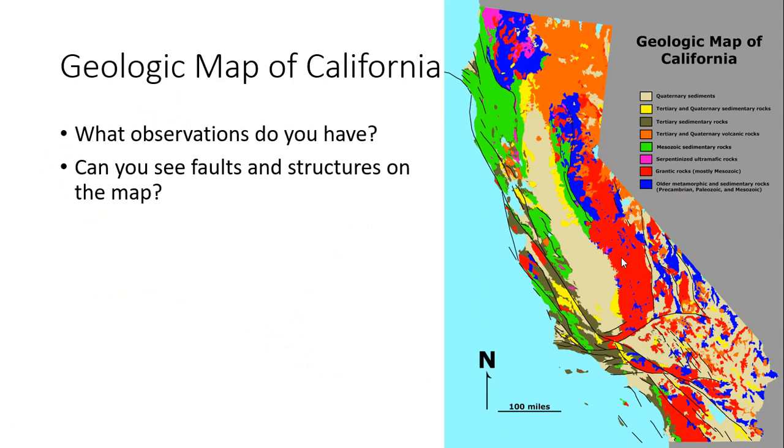So let's look at a geologic map of California. This is a little bit small here in my PowerPoint presentation, but just looking at it, think about what sort of observations you can make. Where does your eye get drawn to? Can you see some of these larger features? Are there large features? Do you see faults? What sort of things do you see right off the bat?